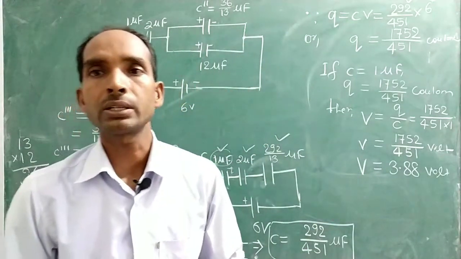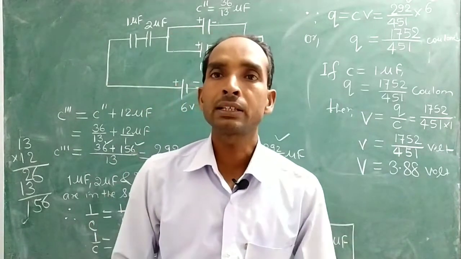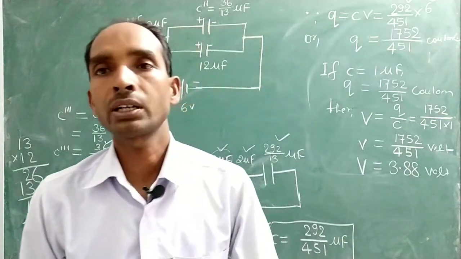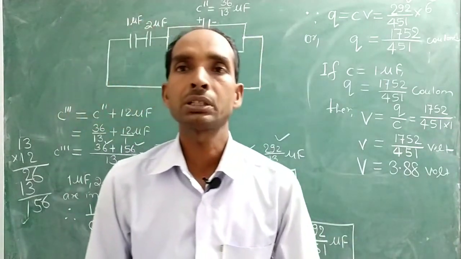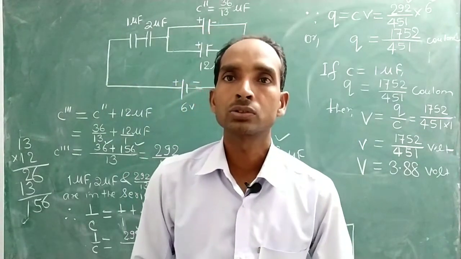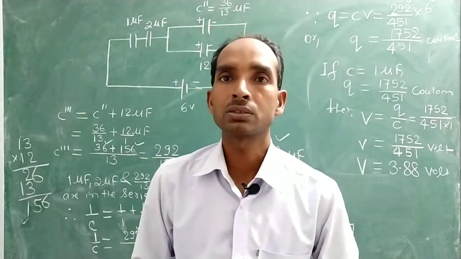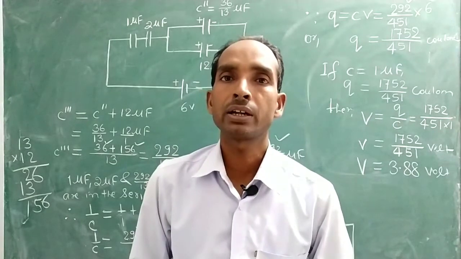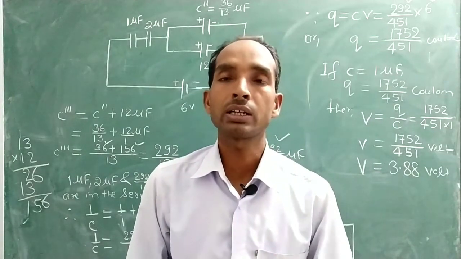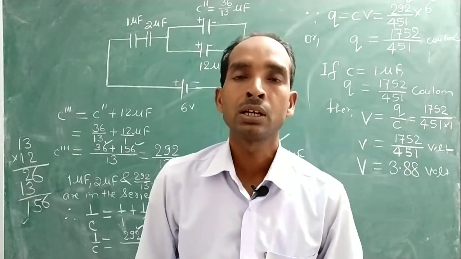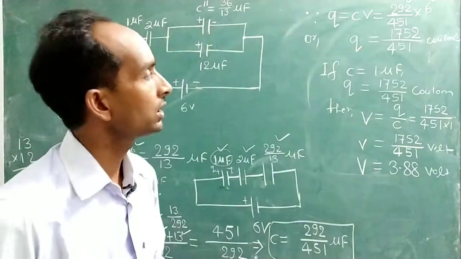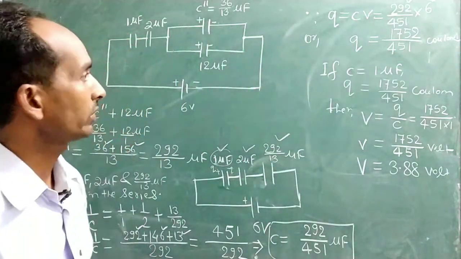So we can say that in any complicated circuit, we can find the charge or potential by finding the equivalent capacitance in the circuit and then finding whatever is asked in the question.